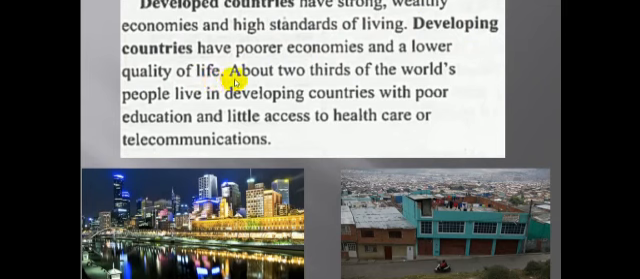That's very important, guys. About two-thirds of the world's people live in developing countries. It means developing countries are more than twice the developed countries. If I ask you which countries are more in our world, the developed countries or developing countries, you will tell me, of course, developing countries. So, developing countries have poor education and little access to health care or telecommunication.